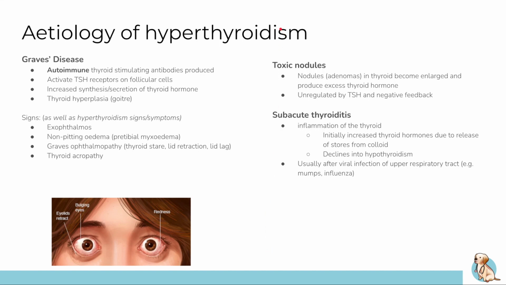Other causes of hyperthyroidism include toxic nodules, so nodules that behave abnormally, become enlarged, produce excess thyroid hormones, and do not respond to negative feedback. Subacute thyroiditis also comes up on exam. This is inflammation, the itis, of the thyroid, usually occurring after viral infection of the upper respiratory tract. What happens is there's initially an increase in the release of thyroid hormones, so hyperthyroidism first, which declines into hypothyroidism. Some people may have permanent hypothyroidism after, but most will eventually recover normal thyroid function.